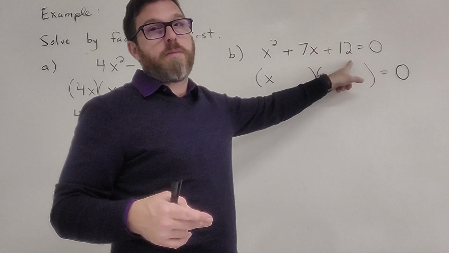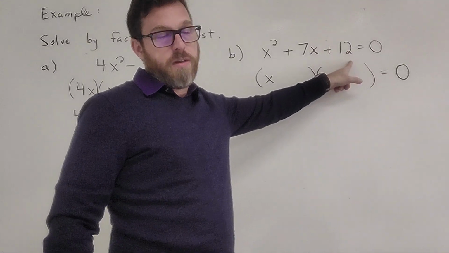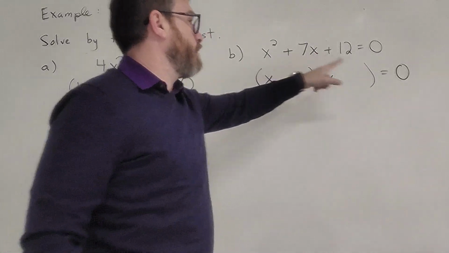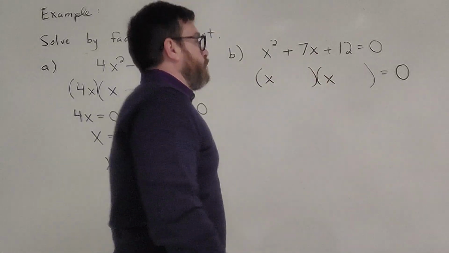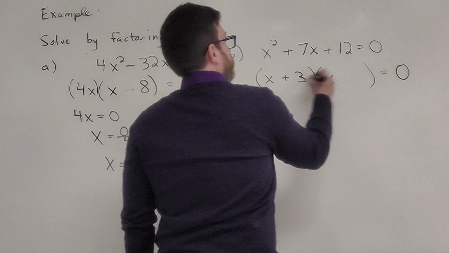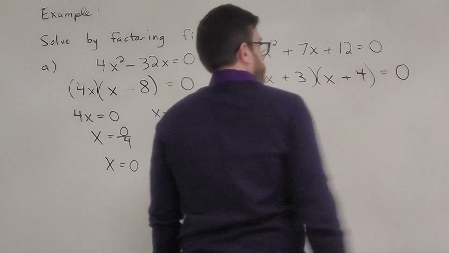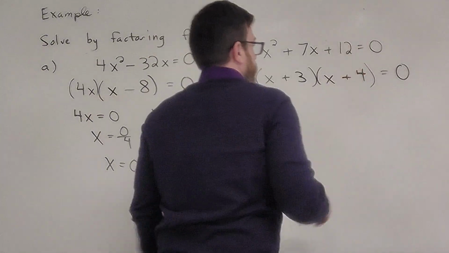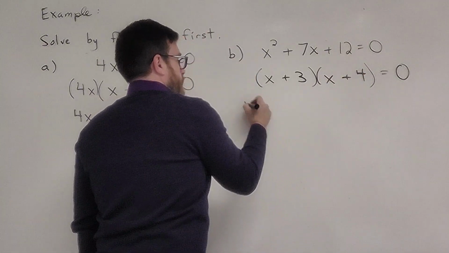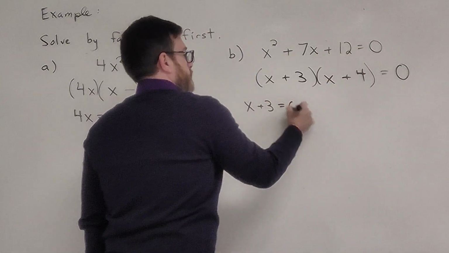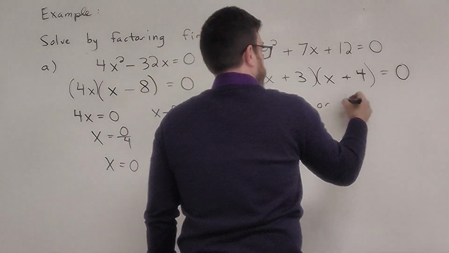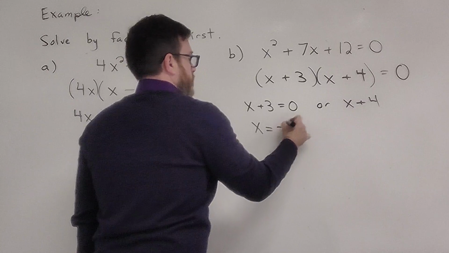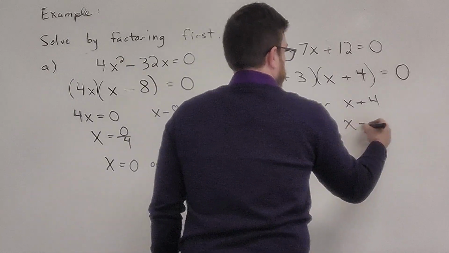To get a positive product, either the factors have to match their signs, so both positive or both negative. So if this is a positive number, they have to both be positive. So 1 and 12 won't work, but positive 3 and positive 4 will. So 3 times 4 is 12 and adds to 7, we're good. So set the first factor equal to 0, and then the next factor equal to 0, and then solve each one of these for x. So x is equal to negative 3, or x is equal to minus 4.